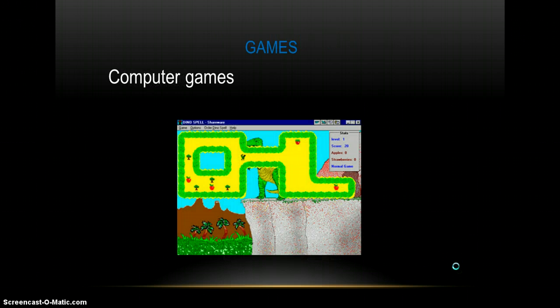The next one is using games. It is very important for us to apply behaviorism with technology, and the computer games are one of the best methods or the best techniques that we can use to apply behaviorism in the class.